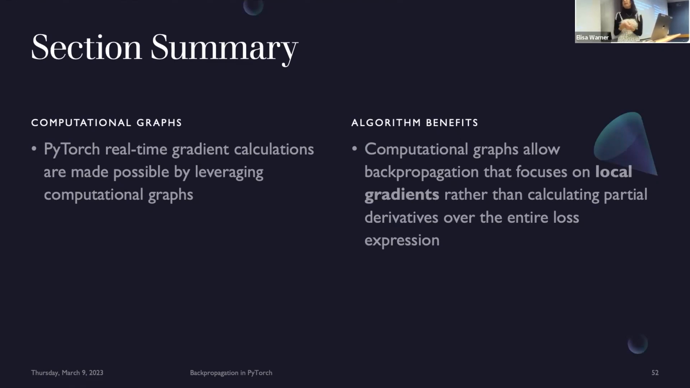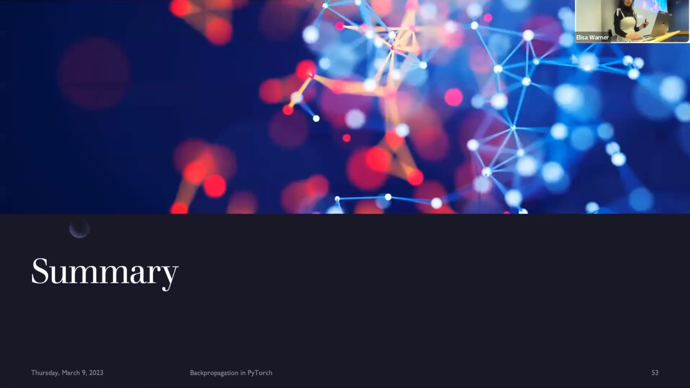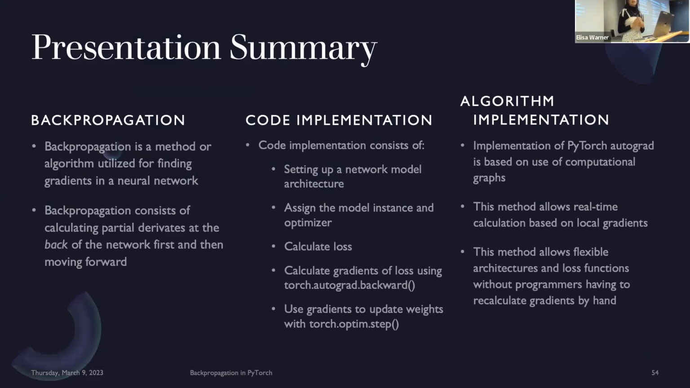They allow us to backpropagate by only focusing on these local gradients rather than calculating partial derivatives over the entire loss expression. It's kind of this algorithmic trick so that we don't have to do a bunch of math on paper. We can just look at this over a short area. And the other advantage is that it's able to calculate gradients in real time. So anytime that I'm going to modify my network, like add some neurons, add some layers, or change my loss function, it doesn't have to do a whole lot of extra preparation to calculate the gradients, because it's just always going to follow along whatever graph you've made.